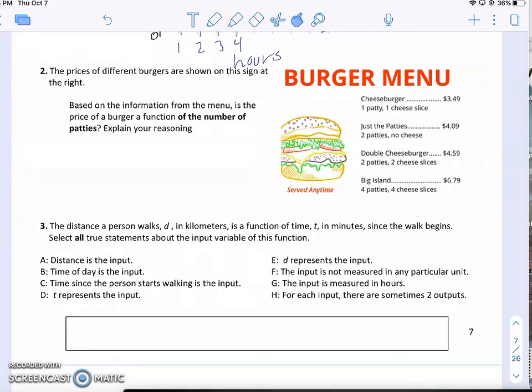The second one here, the prices of different burgers are shown on this sign at the right. Based on the information from the menu, is the price of the burger a function of the number of patties? So does the price depend on the number of patties? Well, if I look here, these are 2 patties. So does the price depend on the patties? Well, no, it's dependent on the cheese. So I would say no, because you input 2 patties and you get 2 different costs.